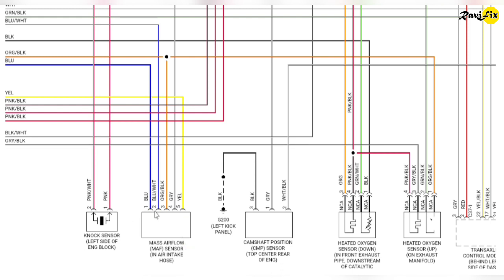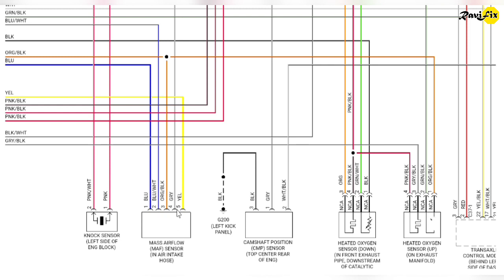Here is number 3, orange and black wire. That wire goes to the engine control module, but at the same time you can see this wire is shared with the oxygen sensor too. So that is the sensor ground wire for the mass airflow sensor and the oxygen sensor. You can understand that the same wire is shared by both sensors.